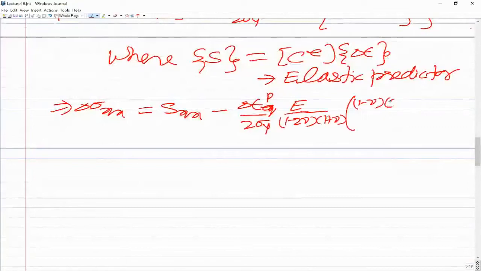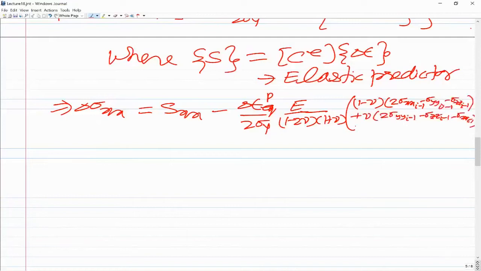So this will be twice of sigma xx at i minus 1 minus sigma yy at i minus 1 minus sigma zz at i minus 1. Then similarly we'll have plus nu times twice of sigma yy at i minus 1 minus sigma zz at i minus 1 minus sigma xx at i minus 1. Then plus nu times twice of sigma zz at i minus 1 minus sigma xx at i minus 1 minus sigma yy at i minus 1. And then you will also continue in this whole bracket term.